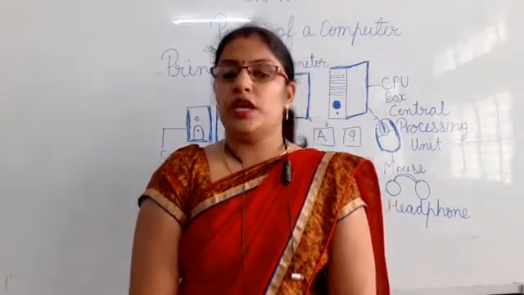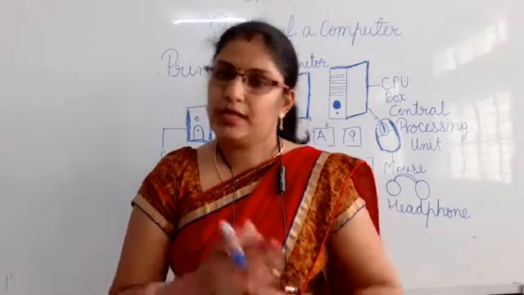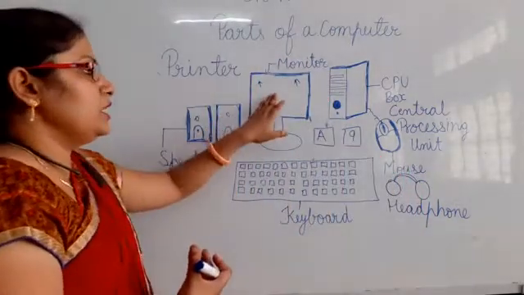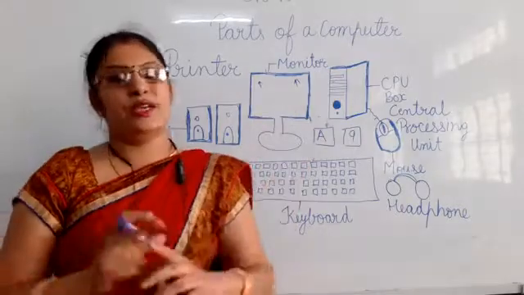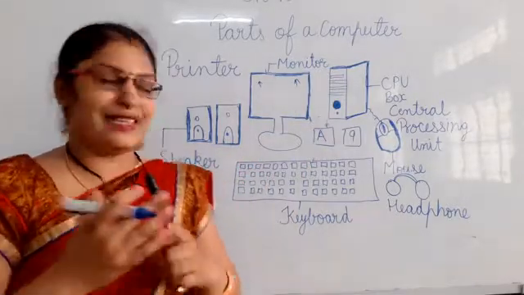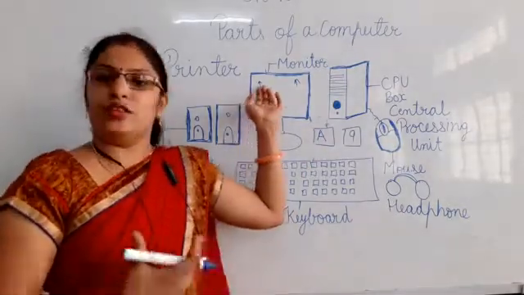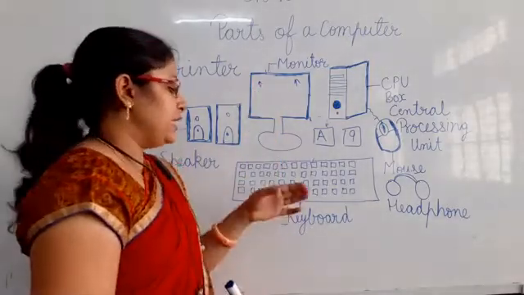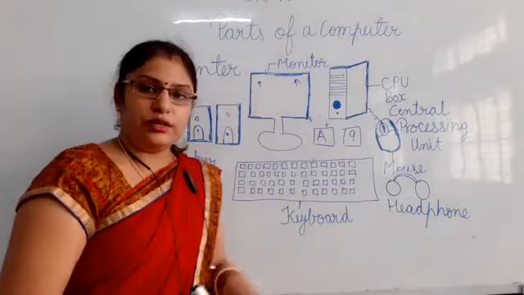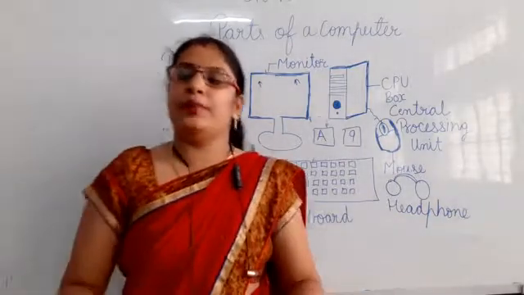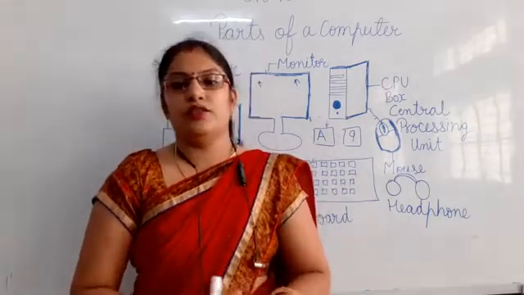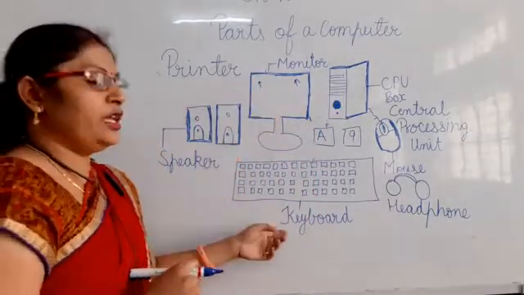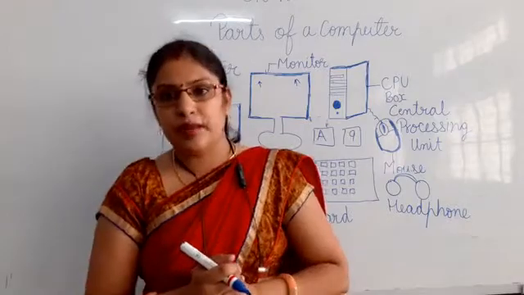Okay students, now we have learned the various parts of computer. Let's quickly revise them. First is monitor. Monitor looks like a television. Whatever work we do, we can see on the monitor. Then second part was keyboard. A keyboard has many buttons or keys by which we can type on the monitor. So keyboard is used for typing.